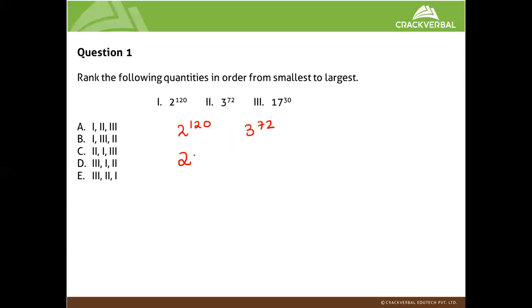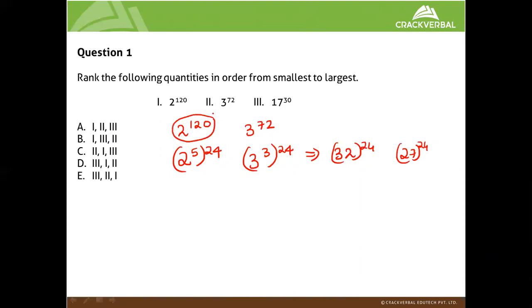So I'm going to keep the powers the same, right? So this is going to be 2 to the power of 5 into 24. And this is 3 cube into 24. So now if I make a comparison, 2 to the power of 5 is 32. So 32 to the power of 24, which I am comparing with 27 to the power of 24. So clearly here, 2 to the power of 120 is greater than 3 to the power of 72, right? So now I'm going to compare 2 to the power of 120 with 17 to the power of 30.